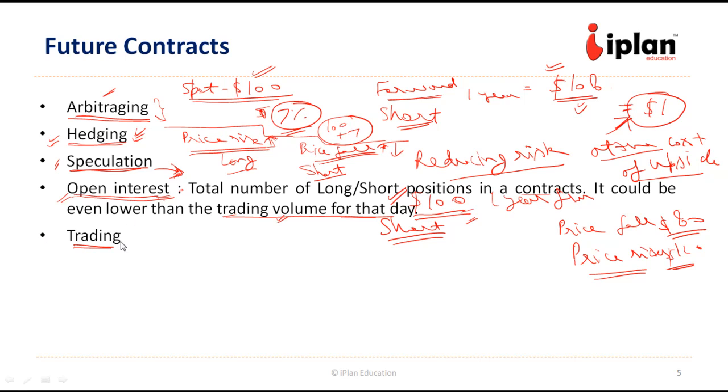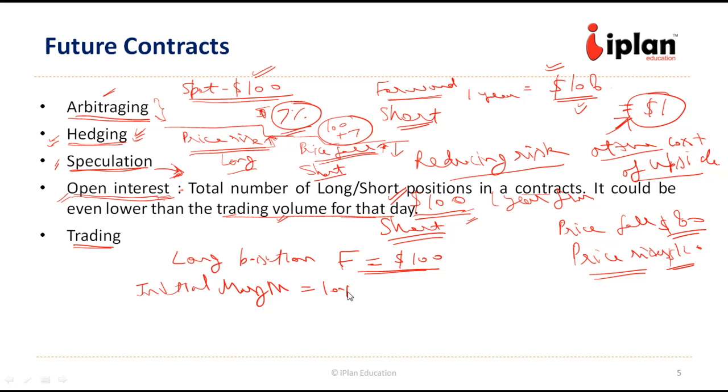Now let us look at how trading happens in the futures contract. Suppose there is a trader who is interested in having a long position in a future F. Suppose the current futures price is, say, $100. So he gets into a long position. For that he does not have to pay $100. He will pay just the initial margin. For example, if it is 10%, he has to pay only $10 now.